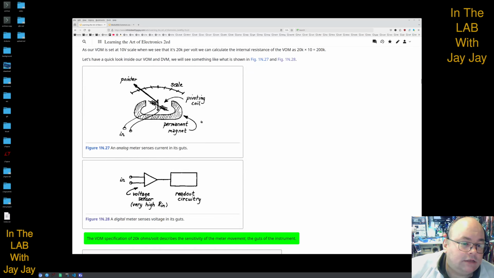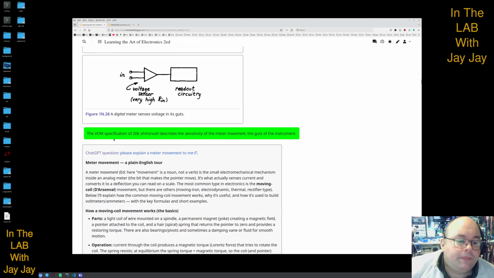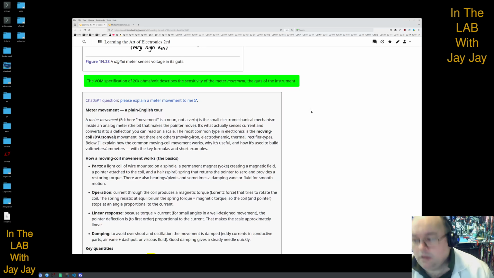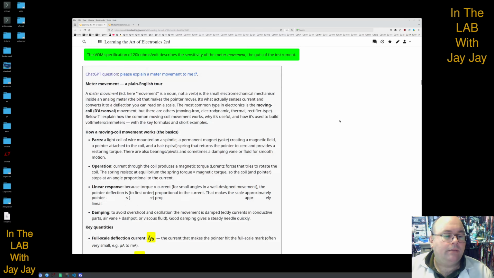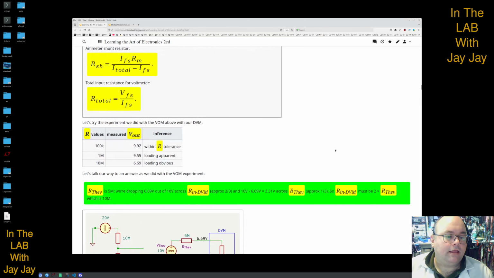There are some notes here about how the internals work for the VOM, the analog meter, and the digital meter. Basically, the analog meter is a current sensor, and the digital meter is a voltage sensor, so they work differently. The voltage sensor disturbs the circuit less than the current meter does. The VOM specification of 20 kilo ohms per volt describes the sensitivity of the meter movement, the guts of the instrument. Then I asked ChatGPT the question, please explain a meter movement to me. Meter movement is a noun, not a verb, and it tells you about how that all works and gives you some numbers about how to calculate these different parts.